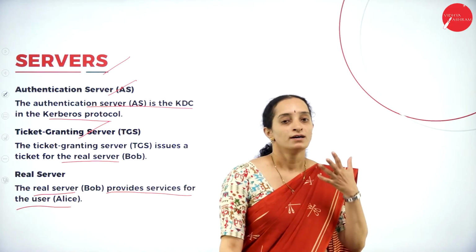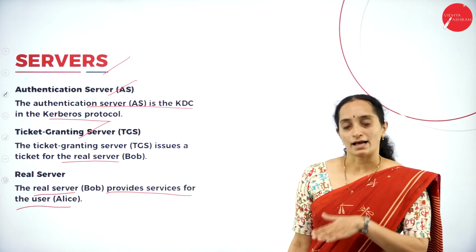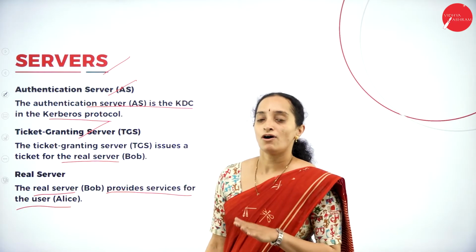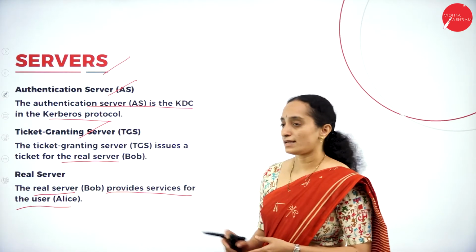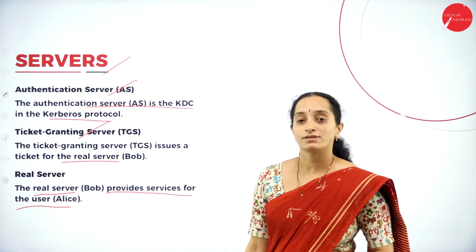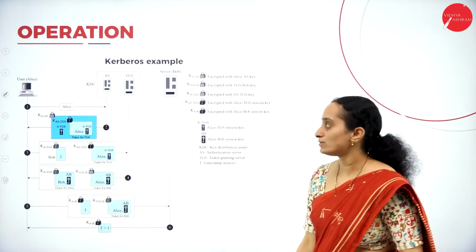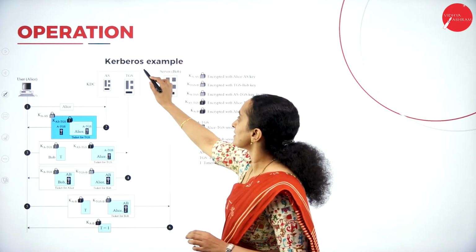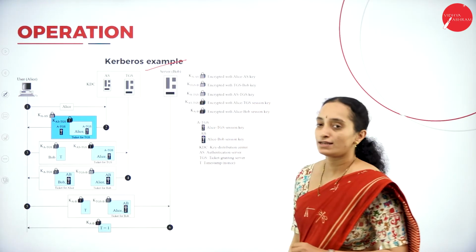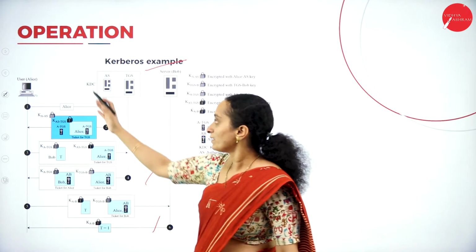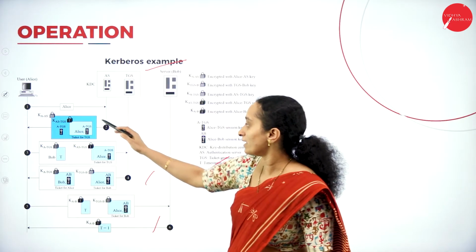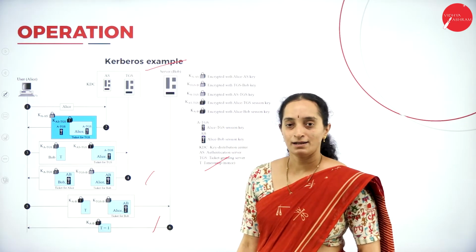In this case, Bob itself is a data server or a receiver. Both are the same. The real server provides services for the user. So this is an example given in Kerberos. How is it going to perform in Kerberos? How are they going to generate the message?